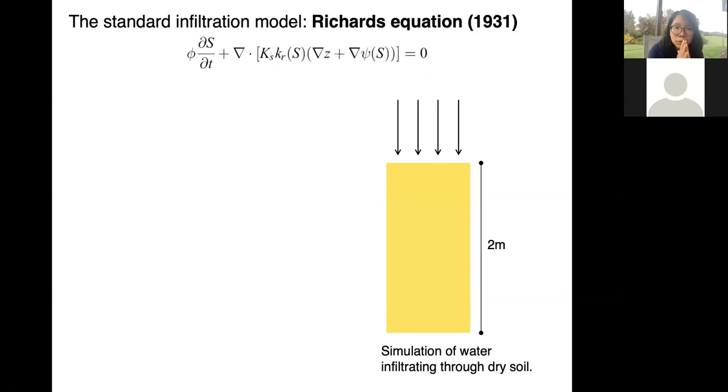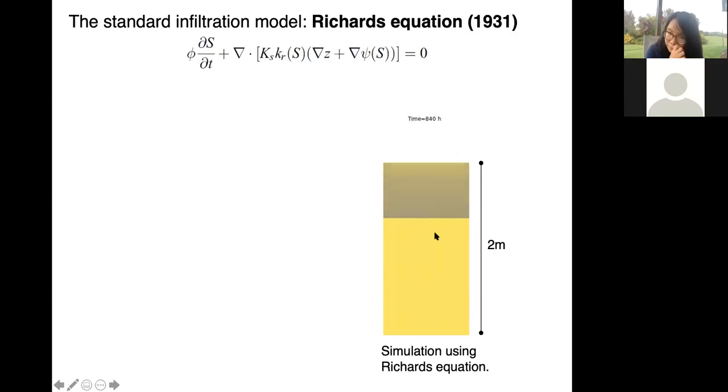So the standard infiltration model in hydrology is what we call the Richards equation. It's proposed by Lorenzo Richards in 1931. So it's a nonlinear PDE that describes the evolution of water moisture, so water saturation in soil, over space and time. And here is a simulation in 2D of what this equation is able to describe. So we have a soil column that's initially dry, about 2 meters tall, and there's water coming down from the top at different rates. And the blue emulates the water saturation.